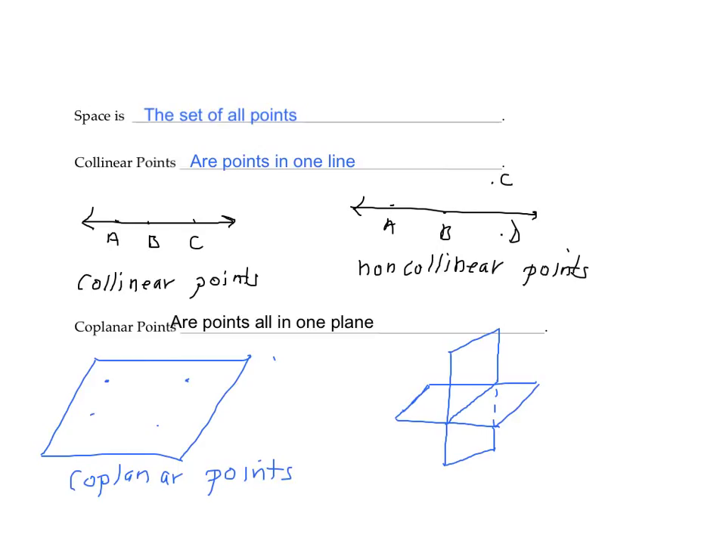So again, we're trying to illustrate non-coplanar points. So that means we would have some points in this plane and some points in this plane. But all of those points are not contained within one plane, so they are considered non-coplanar.